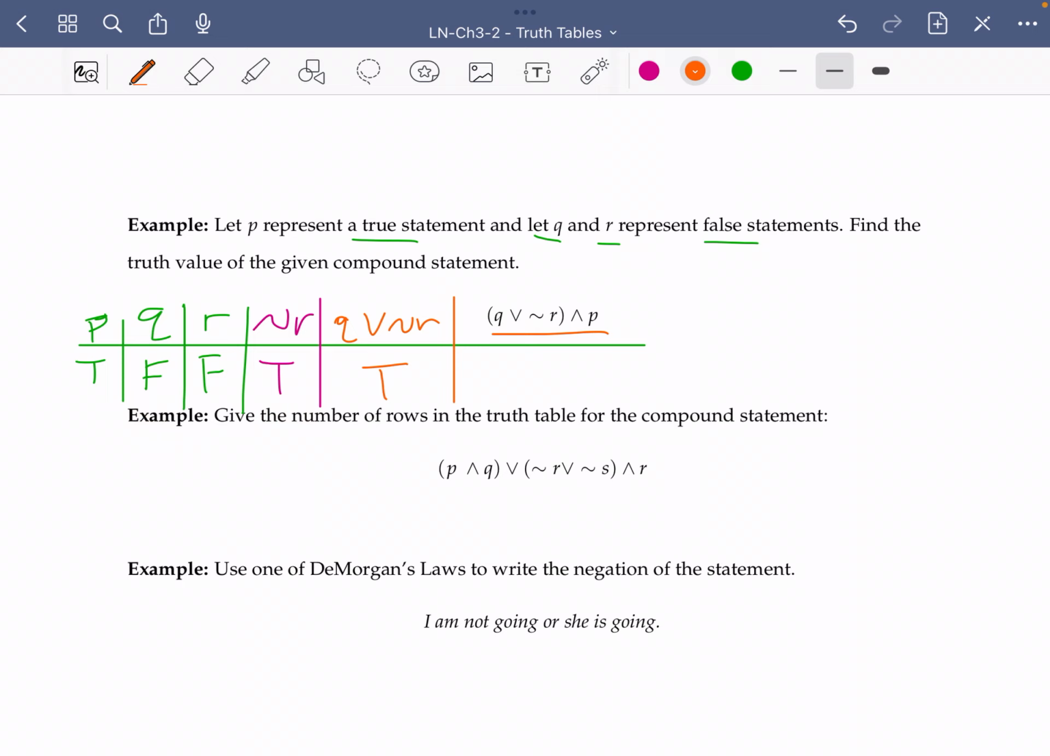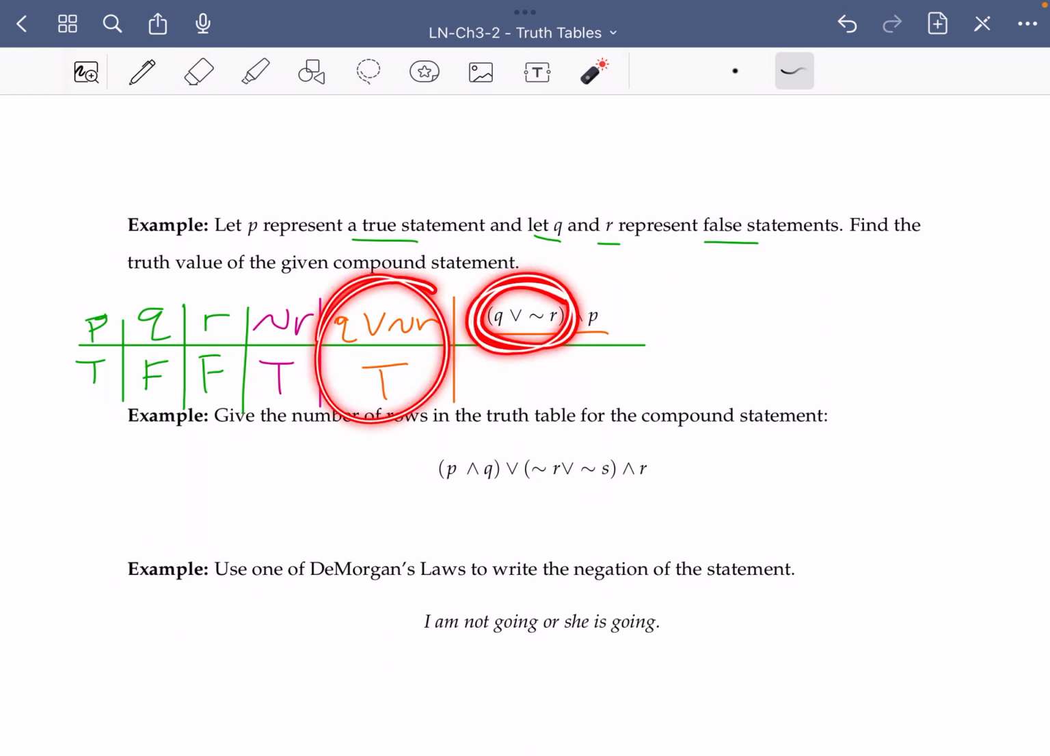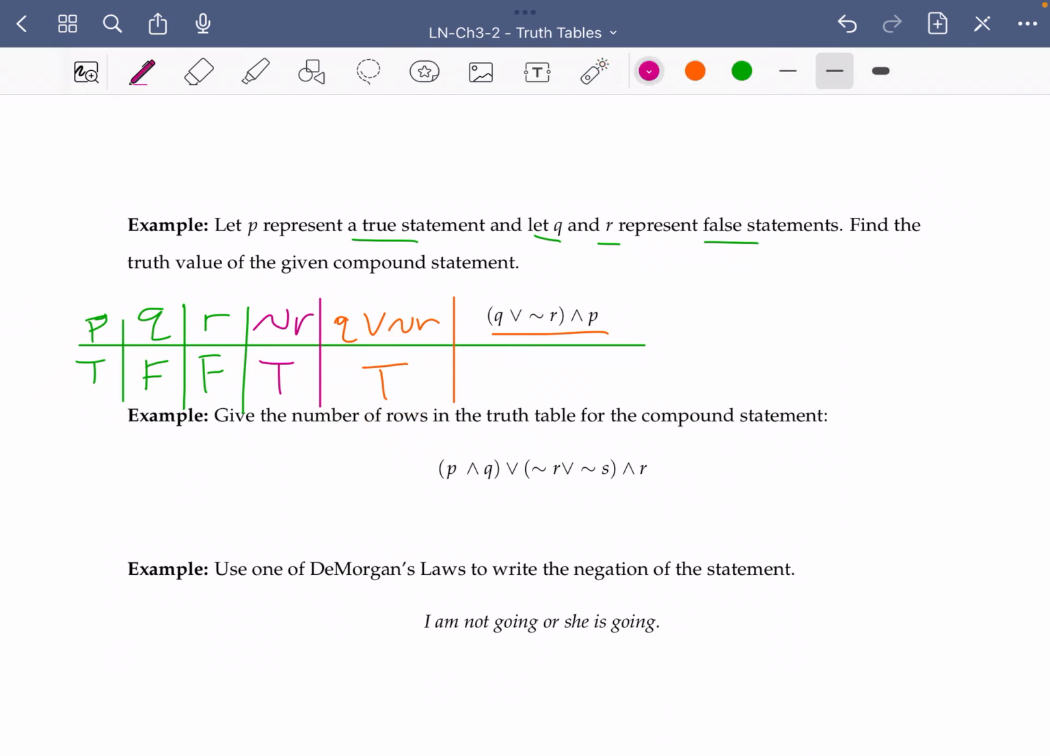And then we have all of it put together. We have the stuff in the parentheses, this right here, so true and P. So true and true. Since both of those are true, this will give us a truth value of true right here. Excellent.